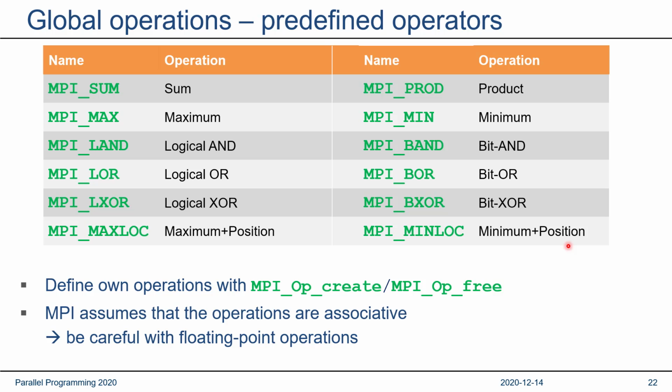Keep in mind that MPI assumes that all operations are associative. As you know, floating point operations on real computers are not associative because of round-off errors. So you need to be aware that depending on the number of MPI processes and the implementation of these reduction operations, you could end up with different results.